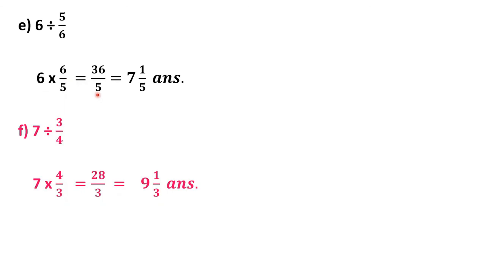36 by 5. As you can see, this is an improper fraction, so we can convert it into a mixed fraction. When we change it, we get 7 1 by 5. Here also the same thing we have done. You can note it down in your copy.